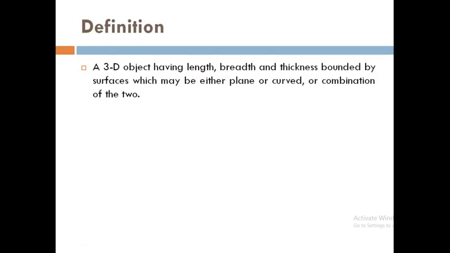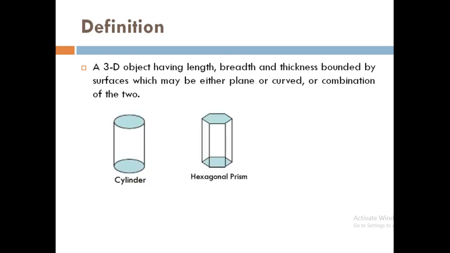Definition. A solid is a three-dimensional object having length, breadth and thickness bounded by surfaces which may be either plane or curved or a combination of the two. Some examples of a solid or 3D object are a cylinder, a hexagonal prism, and a combination of plane and curved surface.